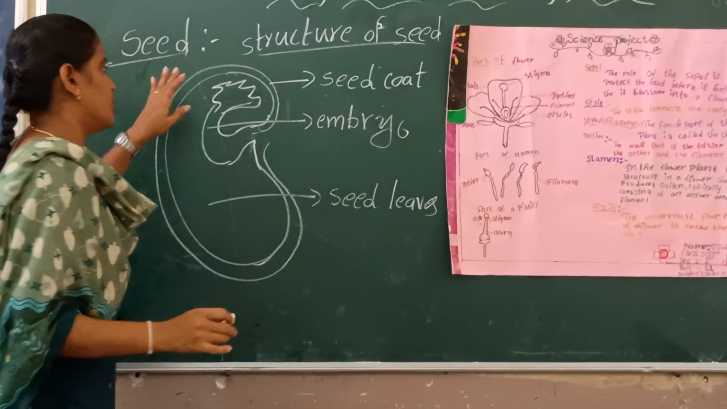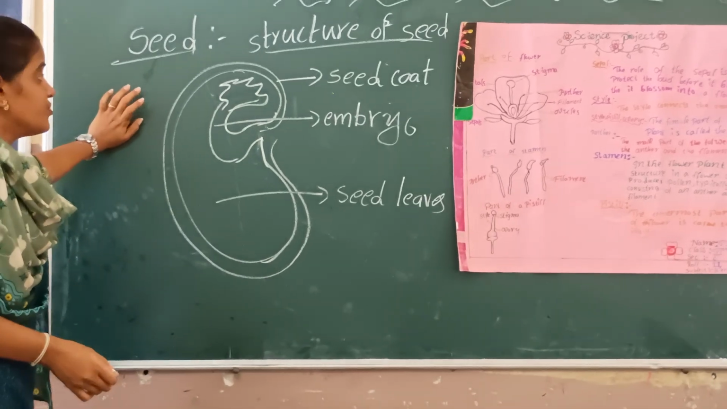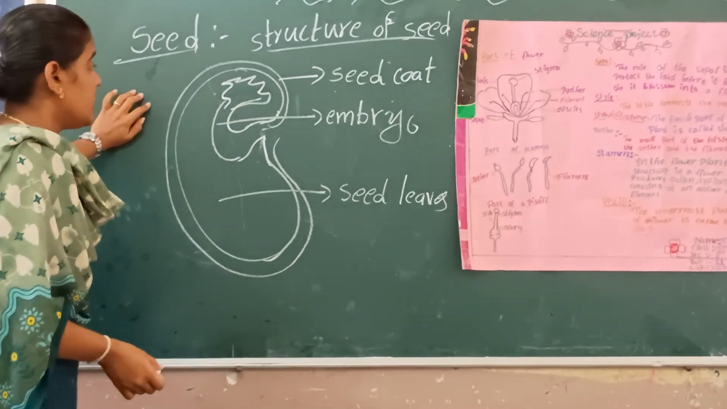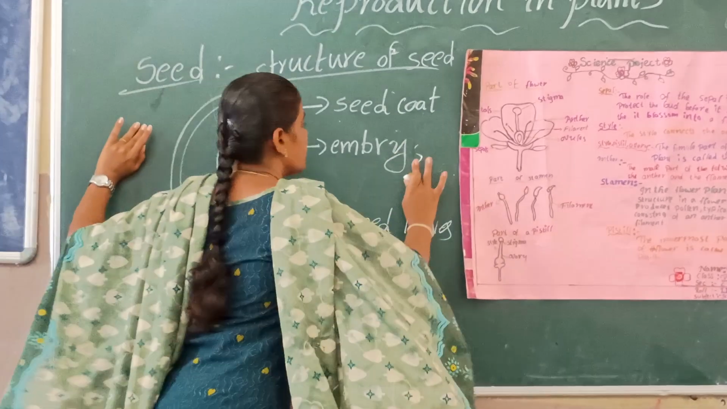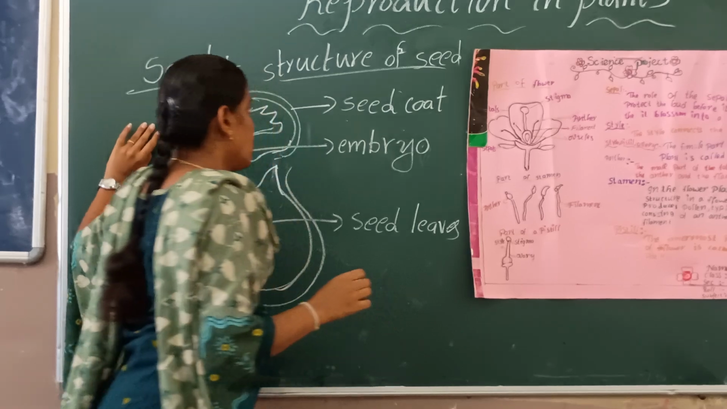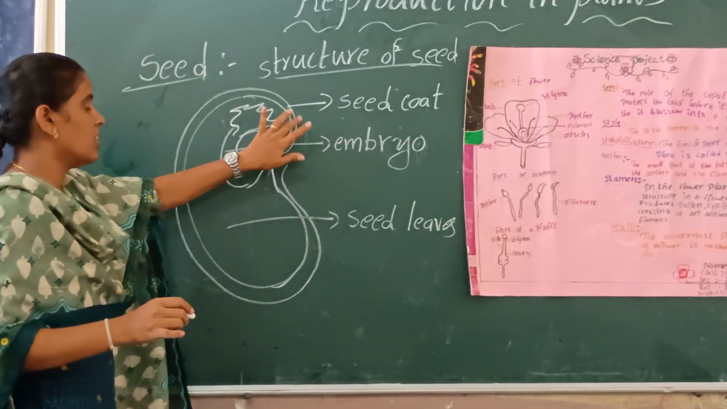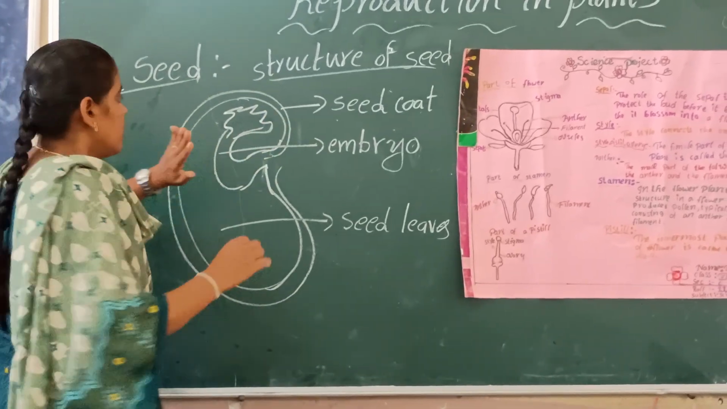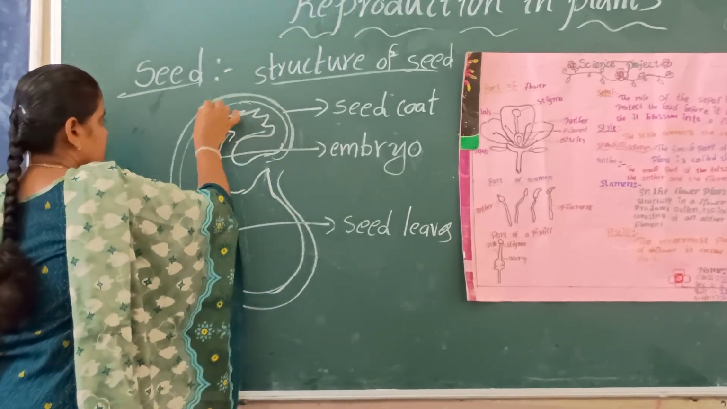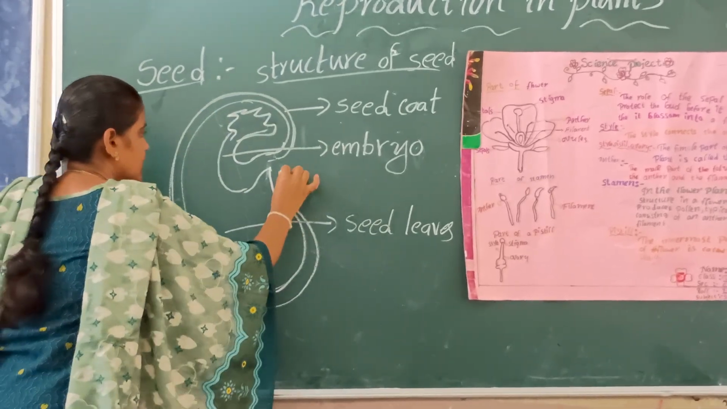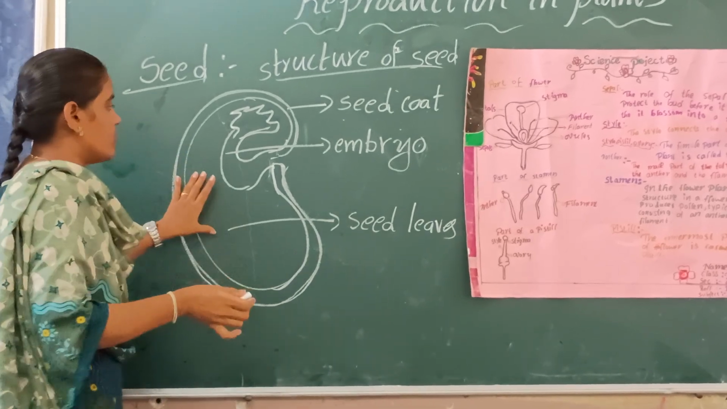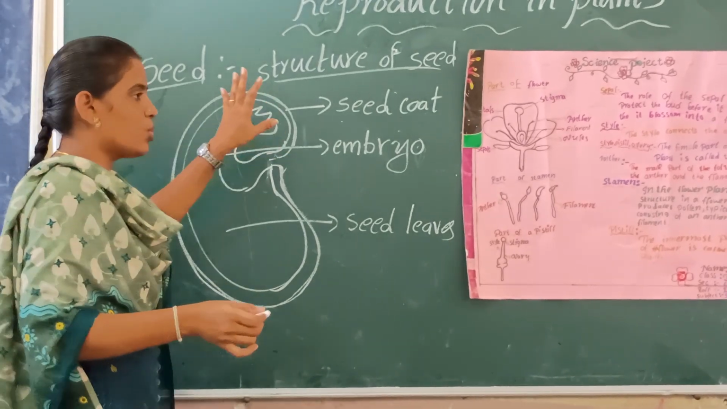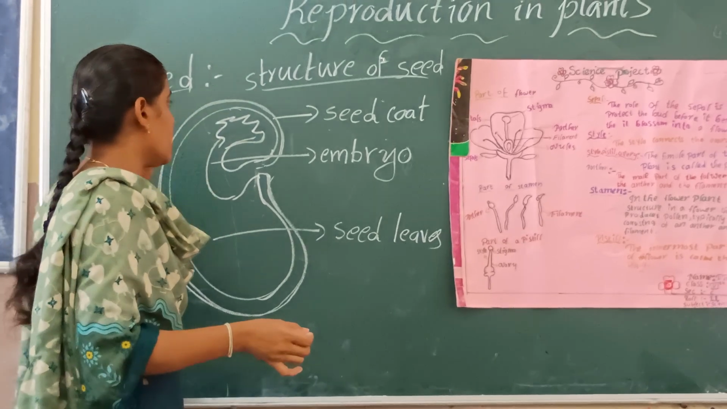First of all, the seed coat. A seed helps to grow a new plant. The result of growing a new plant is germination. First of all, the seed has a seed coat. The outermost layer of the seed is called the seed coat. It protects the inner parts of the seed.